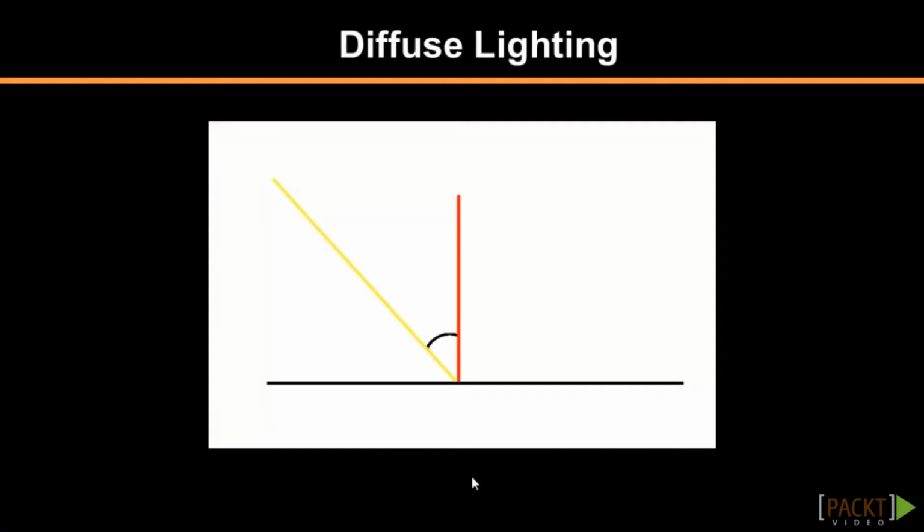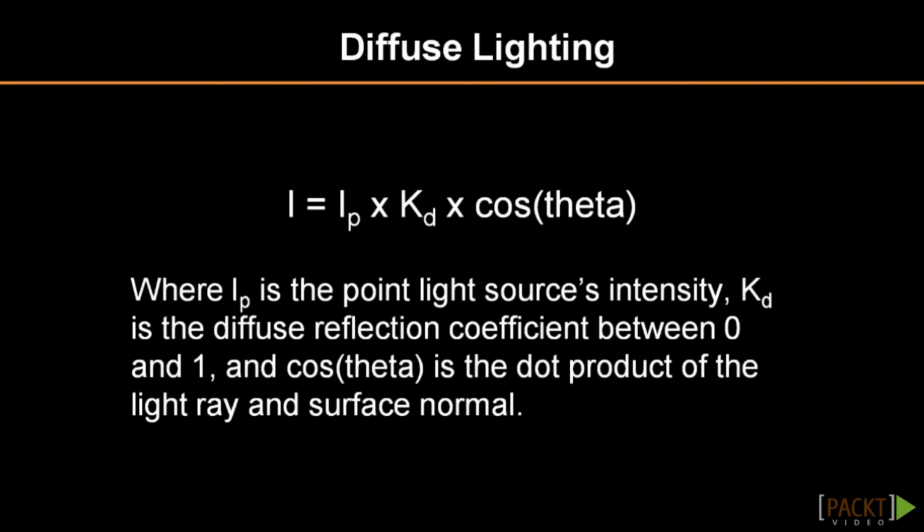The amount of light reflected depends on the angle at which the light ray hits the surface and the normal to the surface, which is seen here, where the yellow line is the light ray and the red line is the normal. Using the dot product of the light ray and the surface normal, the reflected ray can be calculated to show whether the light will be visible or not. If the angle between the light ray and the normal is greater than 90 degrees, or less than 0, the light will not have any effect on the polygon. The equation for this can be seen here, where IP is the light source's intensity, KD is the diffuse reflection coefficient between 0 and 1, and cos theta is the dot product.